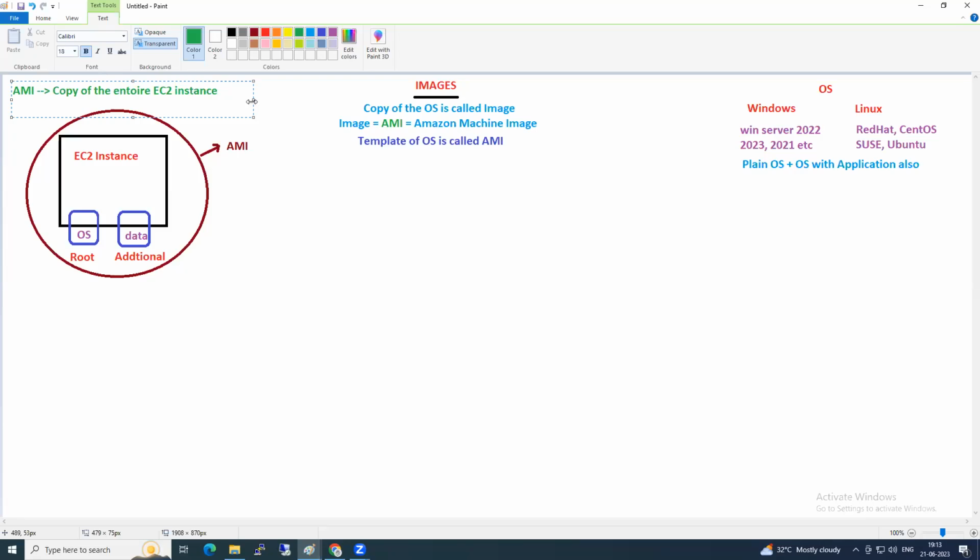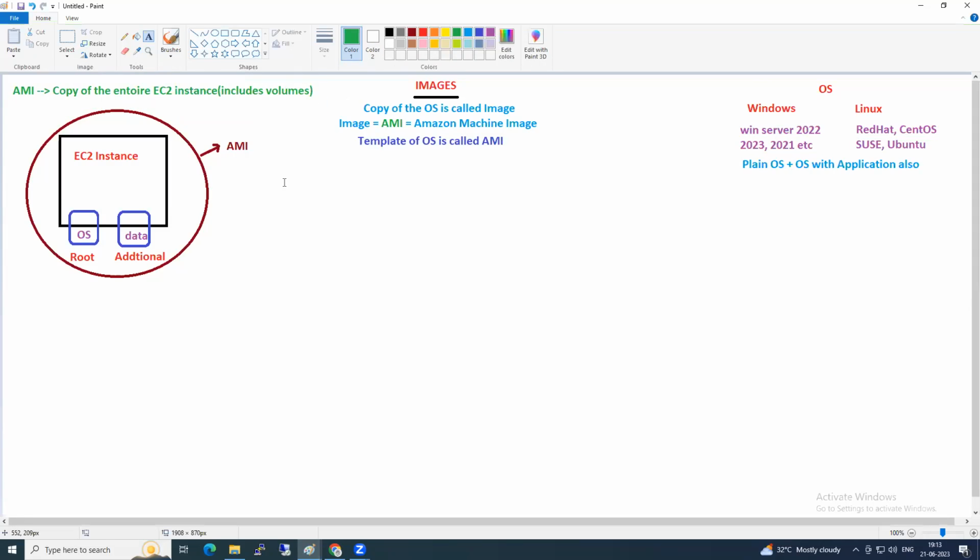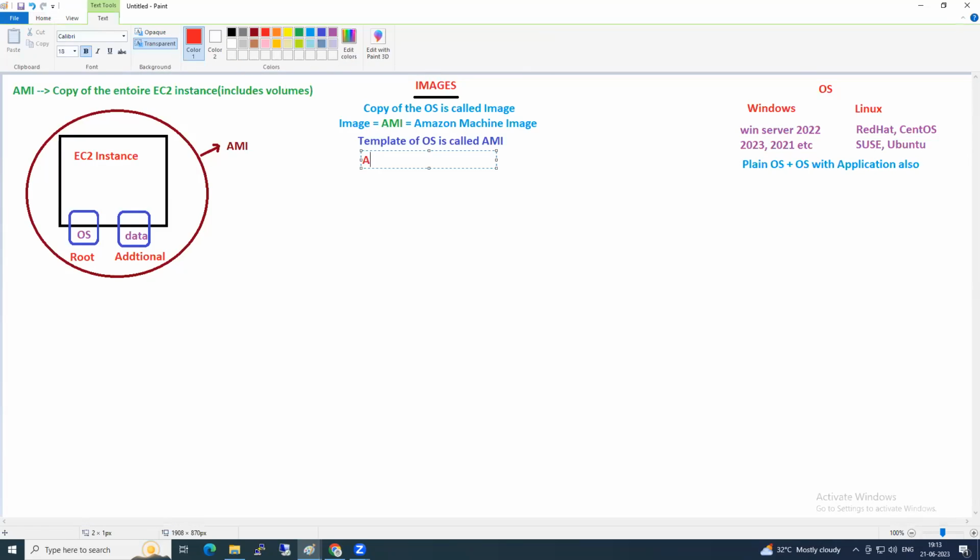So you took the copy of the whole machine. Does this AMI contain the volumes also inside it? Yes, it includes volumes. Good. So AMI contains the OS, or OS plus apps inside it.